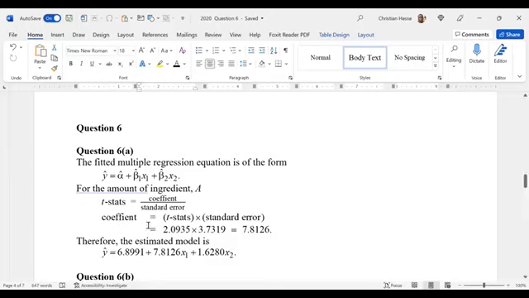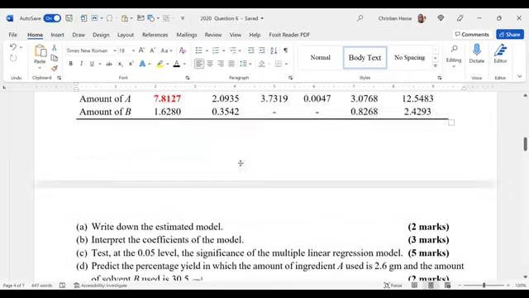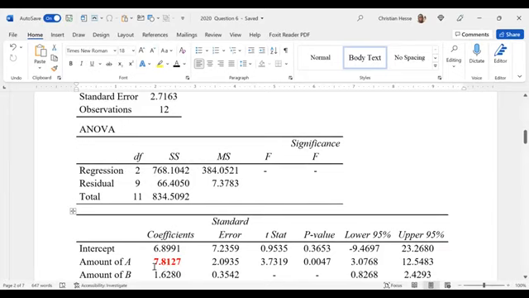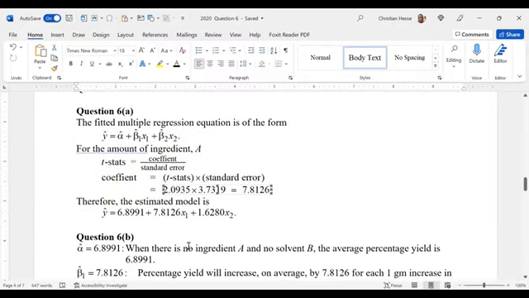So can we continue? The coefficient is the t-test statistic times the standard error. So when we multiply, what do you get? 7.8127. I got 27 here, so this 6 is supposed to be 7. Is it correct? Good. So what will be the regression model?